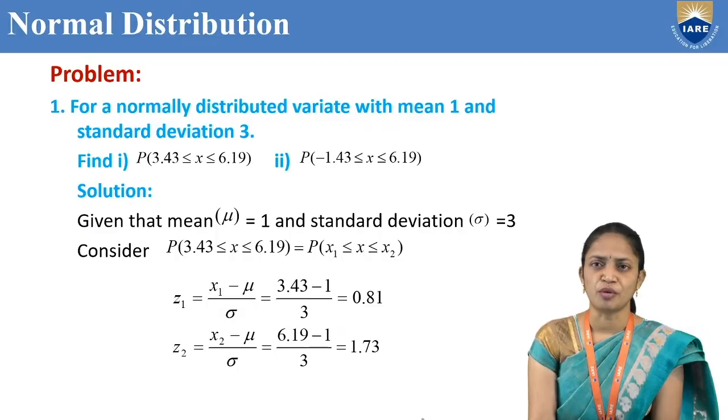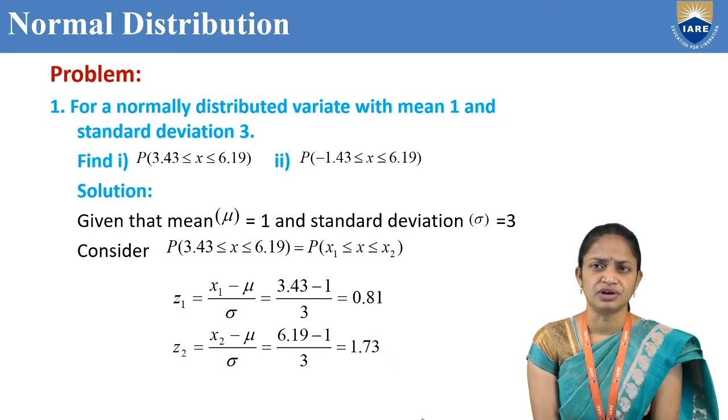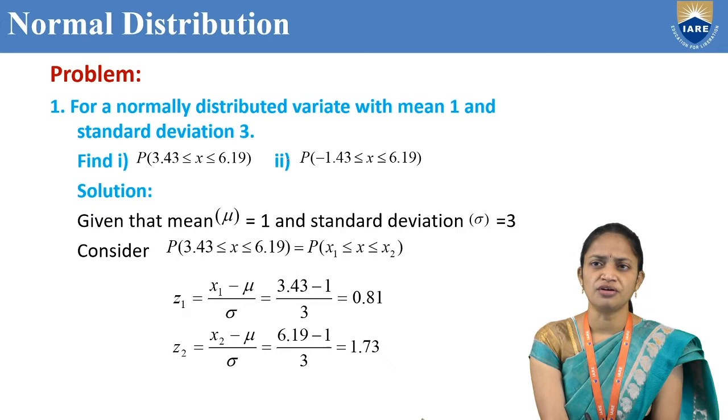In this session, I am going to discuss problems on normal distribution. First problem: for a normally distributed variate with mean 1 and standard deviation 3, find the probability P of 3.43 less than or equal to x less than or equal to 6.19. Second one: P of minus 1.43 less than or equal to x less than or equal to 6.19.